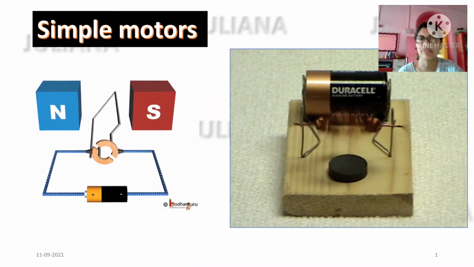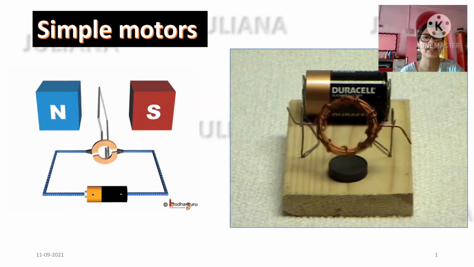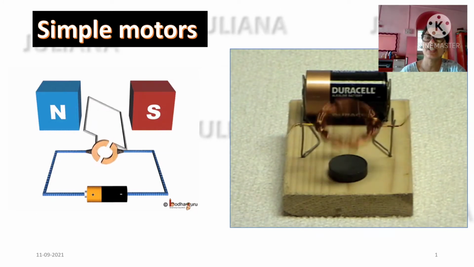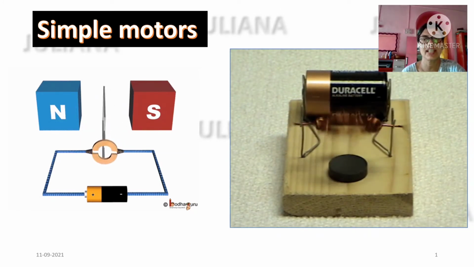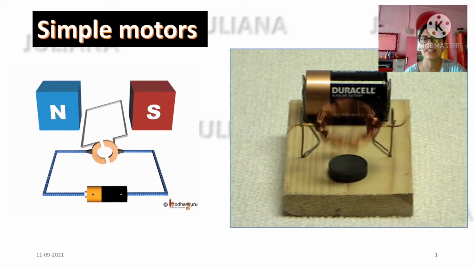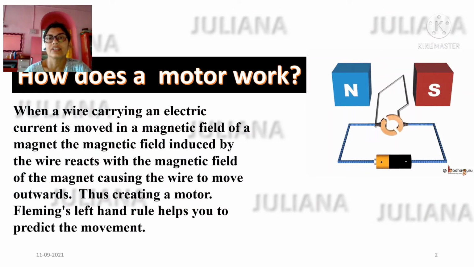Welcome back to our fifth video for Chapter 4, Effects of Electric Current. Today we're going to study something about simple motors. We'll also try to understand the difference between DC and AC motors. So we are trying to understand how a motor works.